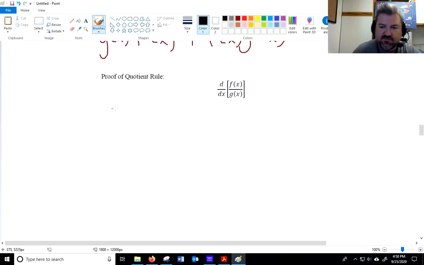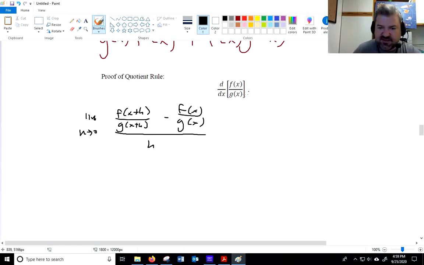We know what this is. This is the limit as h goes to 0 of f of x plus h over g of x plus h minus f of x over g of x, all over h. That's what the derivative says that this is equal to, right? Okay, well, what to do now?